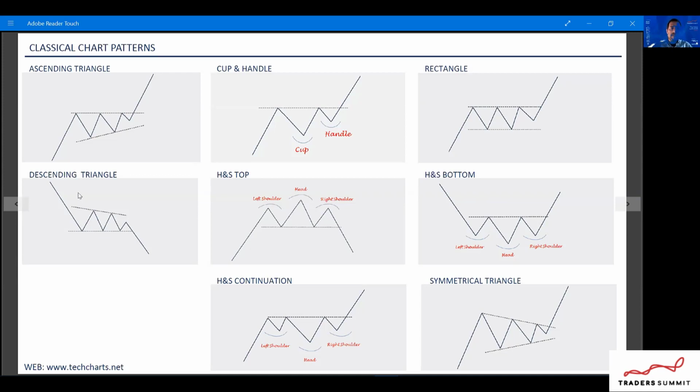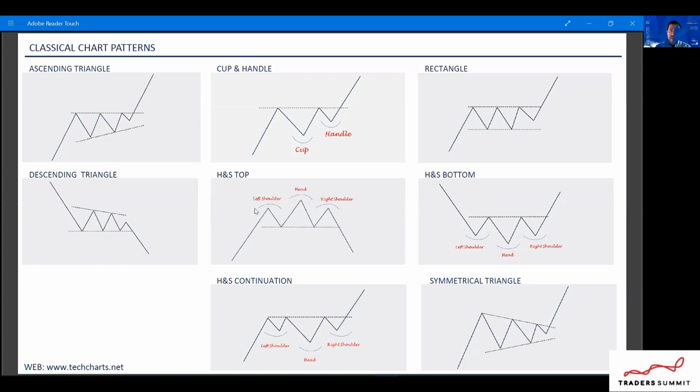Descending triangle is the bearish version of the ascending triangle. Its bearish bias comes from the downward sloping trend line. So this time we have the sellers being impatient and selling at a lower high after every rebound. Head and shoulders top, all these, the goldies.